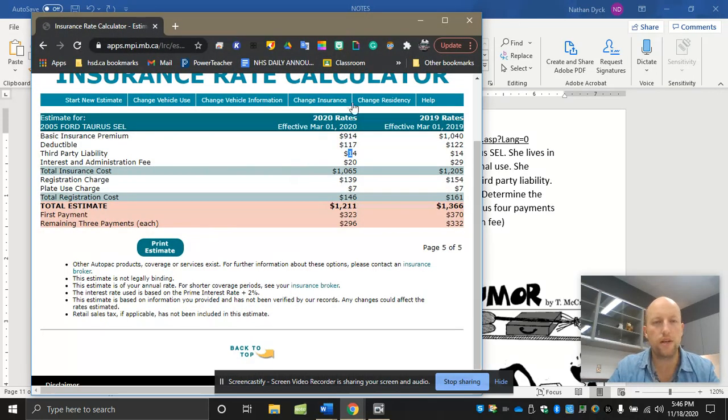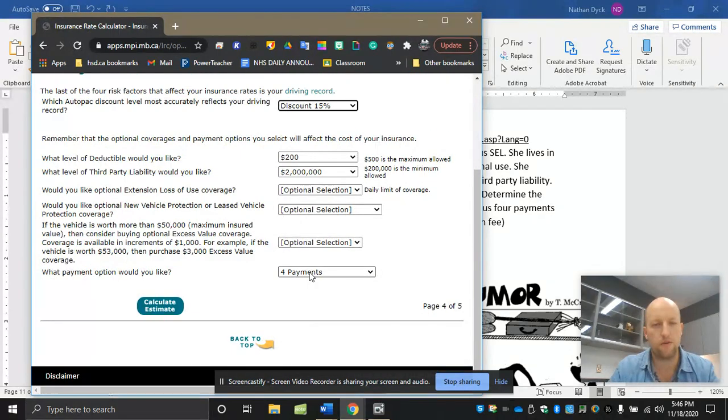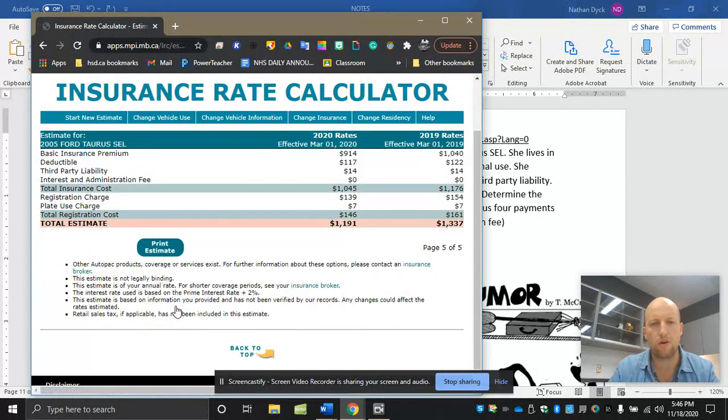And then lastly, let's take a look if you pay it right in full. How much do you actually save by paying it all at one amount?